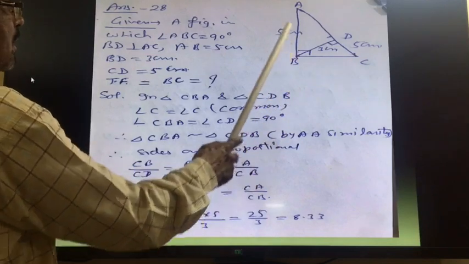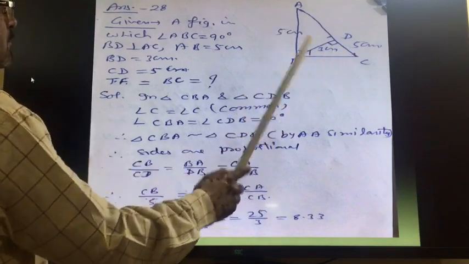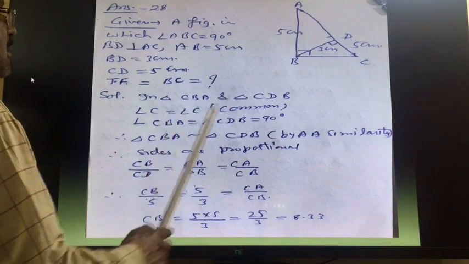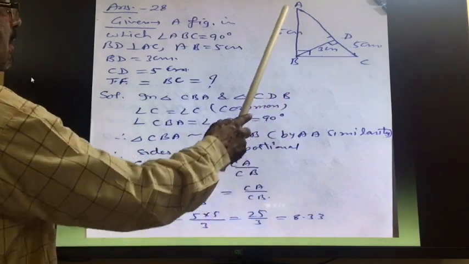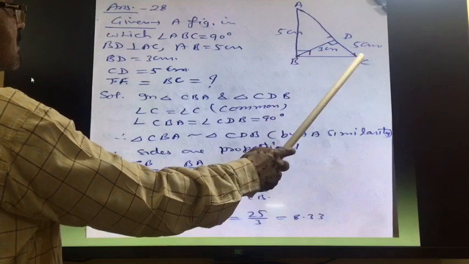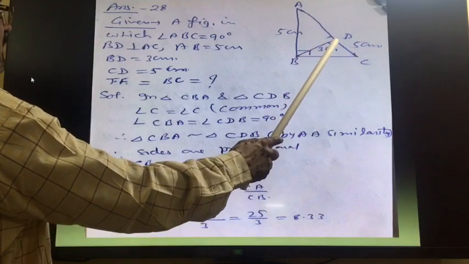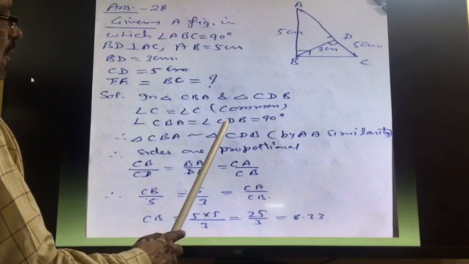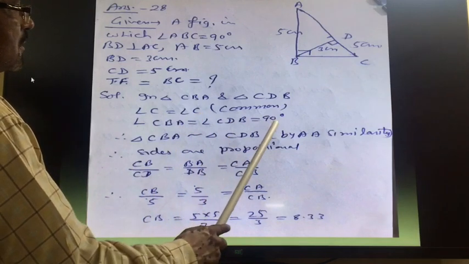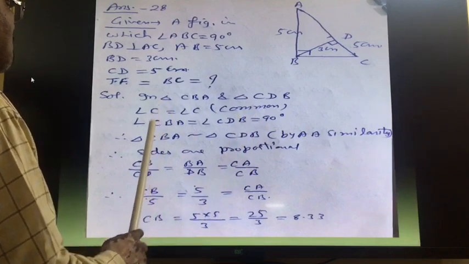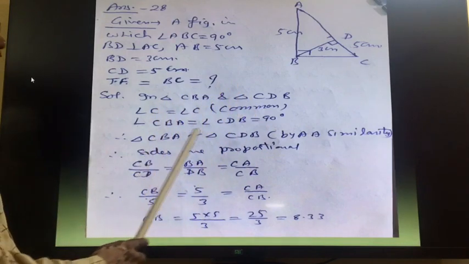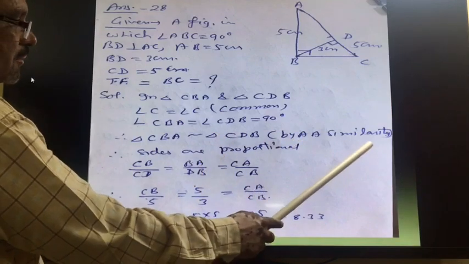So CBA and CDB. Angle C is equal to angle C, it is common. And angle CBA in triangle CBA is 90 degrees, and in CDB this angle is also 90 degrees. So angle CBA is equal to angle CDB, equal to 90 degrees. So two angles are equal in the two triangles, then these two triangles will be similar by angle similarity.